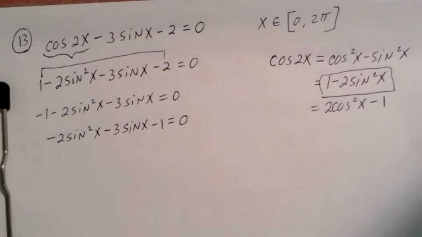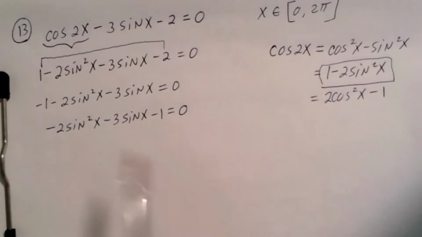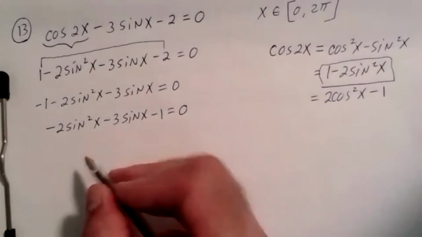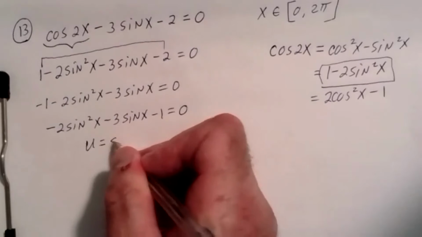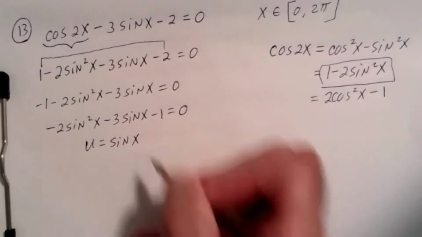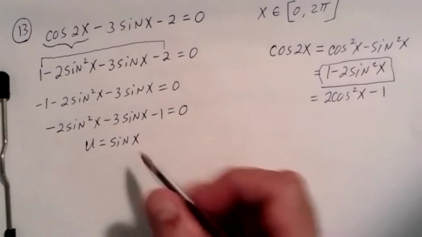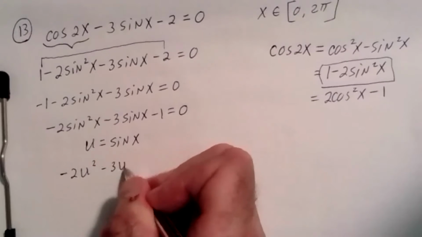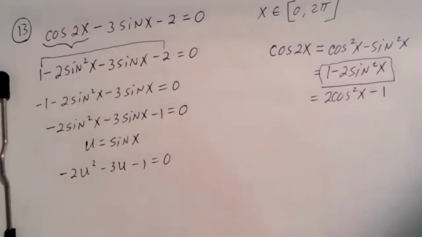A harmless thing to do. Now what I'm thinking is this is analogous to a trinomial back in algebra. Again, a u substitution might help. Let u be equal to the sine of x. If u is the sine of x, then our equation can be rewritten as -2u squared minus 3u minus 1 equals 0. Can we factor this trinomial?